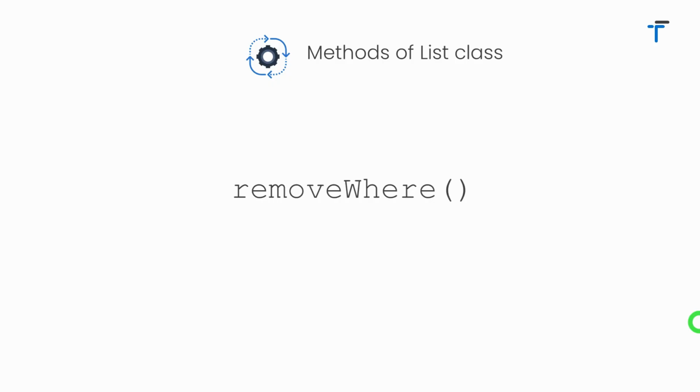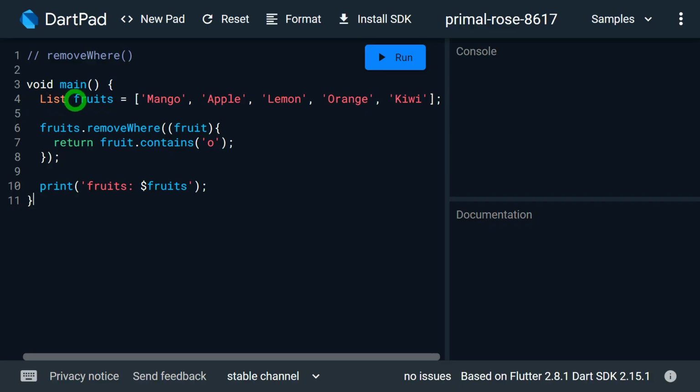List provides a removeWhere method using which we can remove all the elements that satisfy the given condition. In this example, I have a list of fruits with the values mango, apple, lemon, orange and kiwi. And what I want to do is remove all the elements that contain the letter small o. For this, I need to use a method called removeWhere.